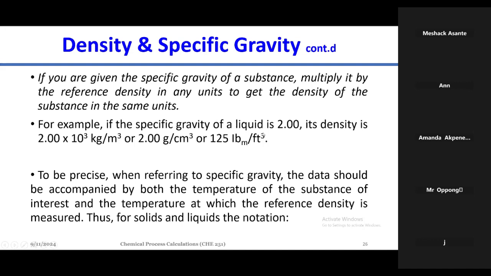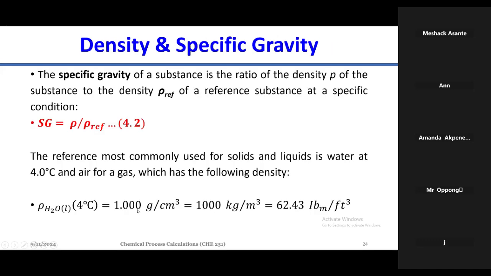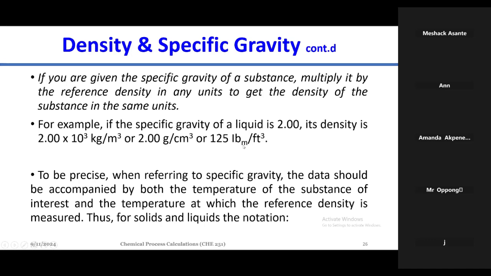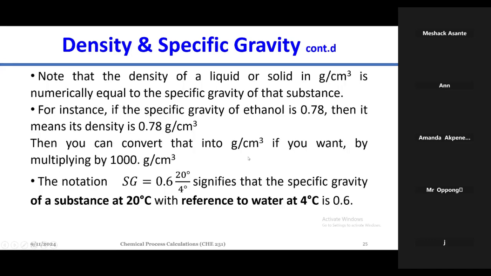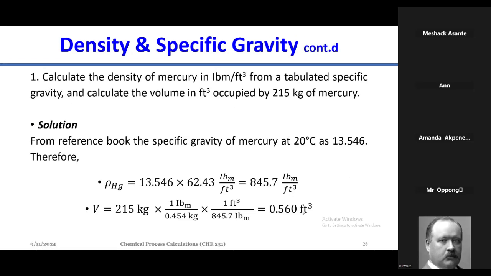So if the specific gravity of a liquid is 2, then its density becomes 2 times 1000, and that will give you kilogram per meter cube. Or it can just be 2 gram per centimeter cube, considering the density of water is 1 gram per centimeter cube. And then if you want it in pound mass per feet cube, you just have to multiply it by the 62.43 here. So we can try out this question.